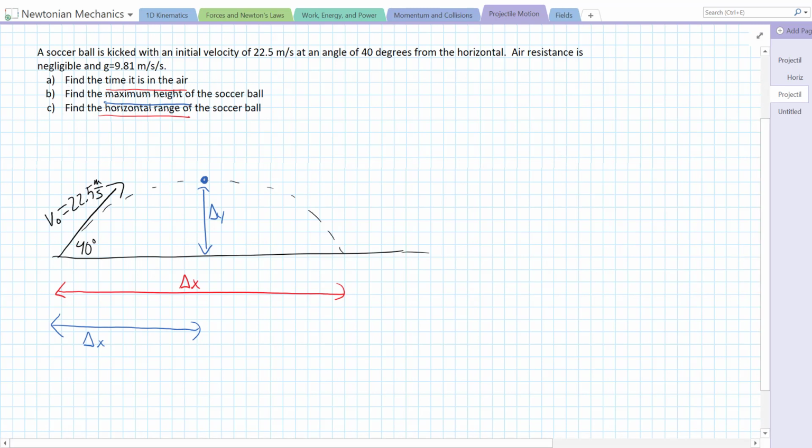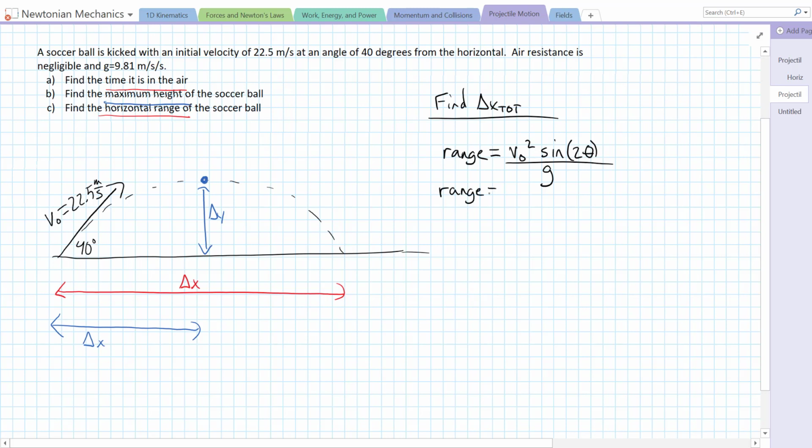Because this is an object launched from flat ground, we can use the range equation to figure out our total distance. So let's find delta x total, which is going to be our red delta x, using the range equation. That tells us that the range, that is delta x such that delta y is equal to 0, is equal to v naught squared sine of 2 theta divided by g. Since we already have the full initial velocity, we just plug in our numbers to get the total range.